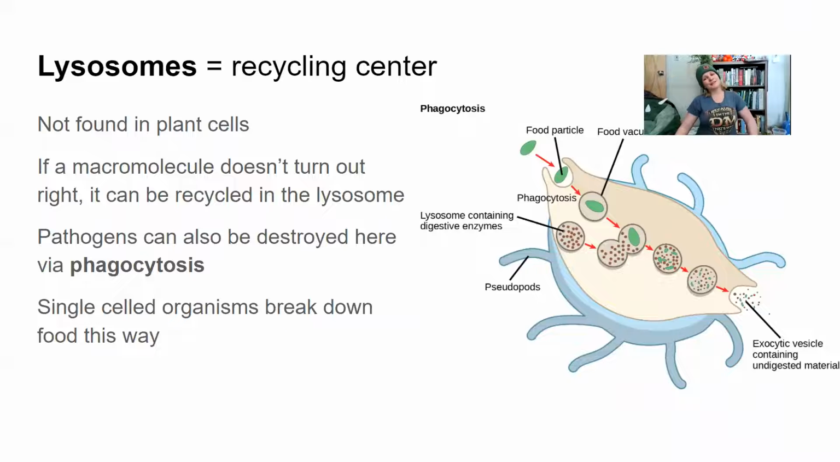Okay, and then if something doesn't turn out quite just right, it doesn't pass quality control, it might be taken to the lysosomes, which is either the garbage dump or the recycling center, depending on how you want to look at it. Again, lysosomes are not found in plant cells. So we can take that macromolecule, break it down into its component monomers, and then reuse those to build something else. Again, pathogens can be destroyed this way. And this is how single cell organisms break down their food, by tossing it into their lysosomes.